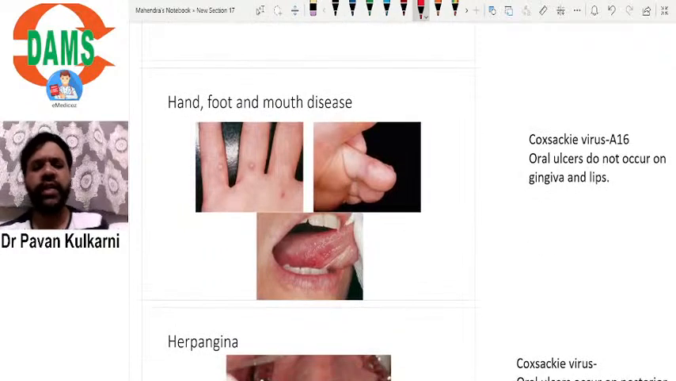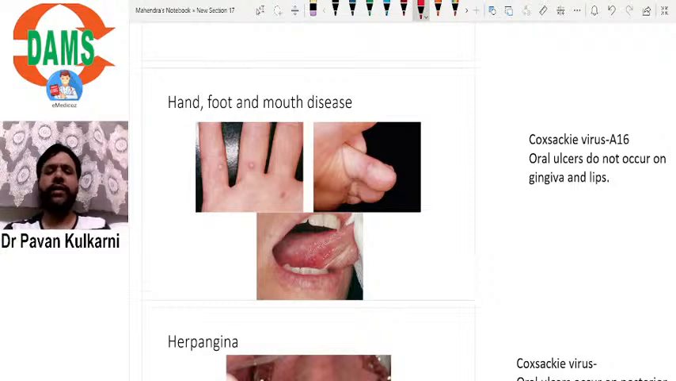Okay, this is an image of hand, foot and mouth disease. You can see carefully here there is a vesicle on the hand, on the palm, on the foot, and there is an ulcer on the tongue. Remember, these ulcers never occur on the gingiva and lips. This is a very unique point.